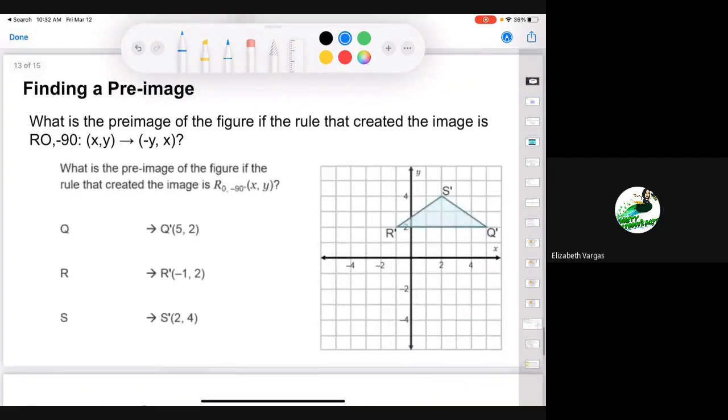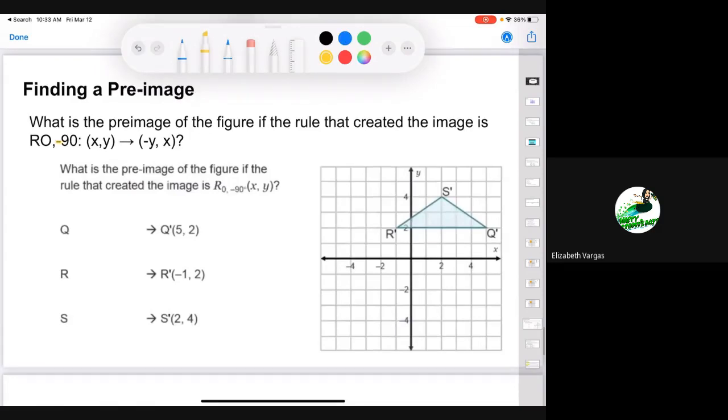Now let's look at this one. Now we're asked to find the pre-image. What is the pre-image of the figure if the rule that created this image, the resulting image, is r about the origin negative 90 degrees? Well, because we have a negative 90 degrees, we know we need to move clockwise. However, we weren't originally given any rule for a rotation clockwise 90 degrees, only counterclockwise. Well, whenever you have a clockwise rotation, all you have to do is do the opposite of your rule, work backwards.